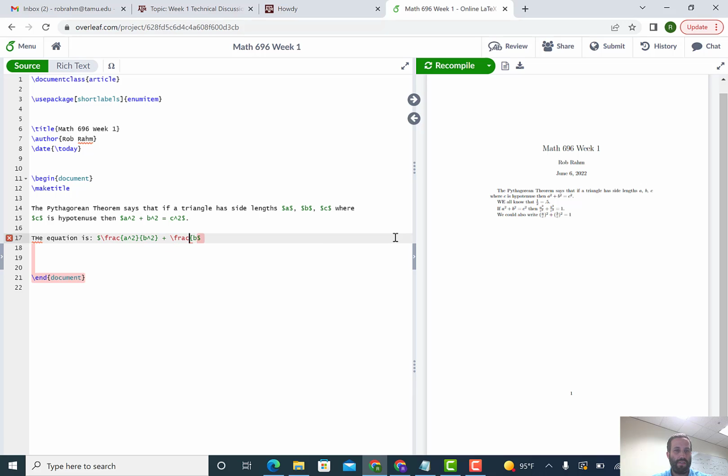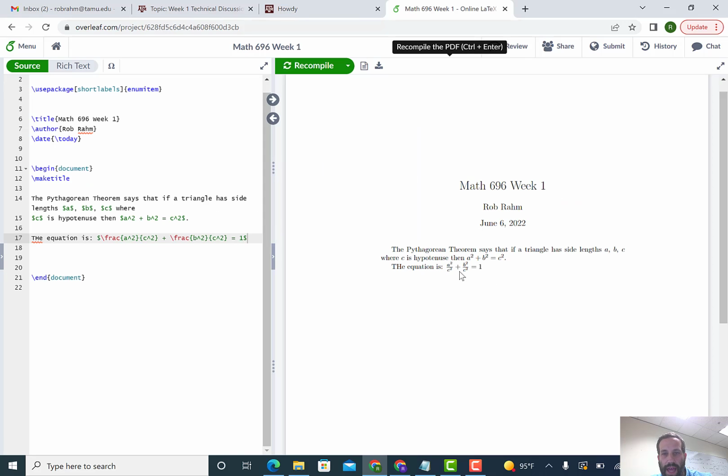Oh, whoops! This should be c squared. Equals 1. And now I'm going to compile it, and we get that equation. A squared over c squared plus b squared over c squared equals 1.